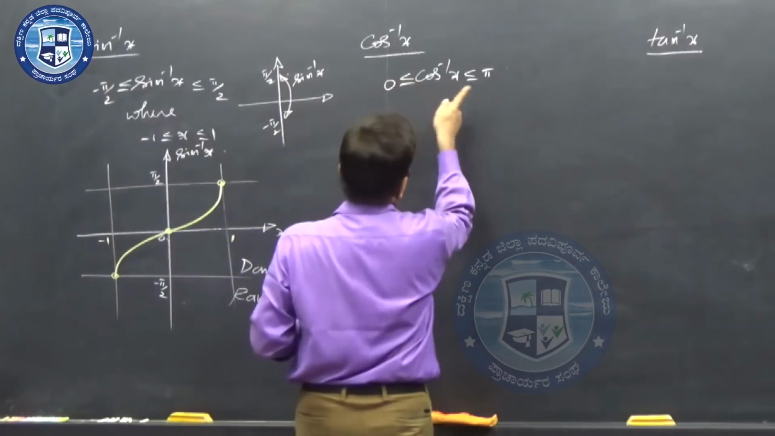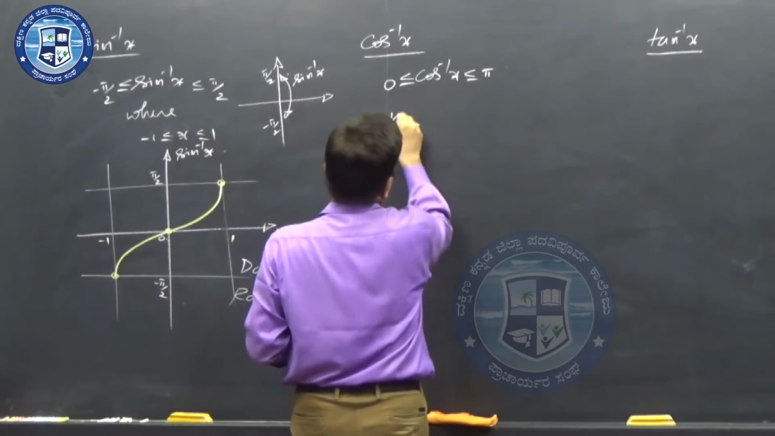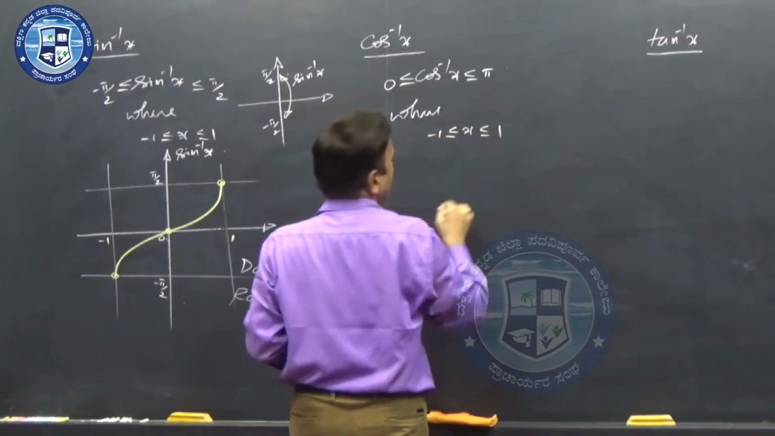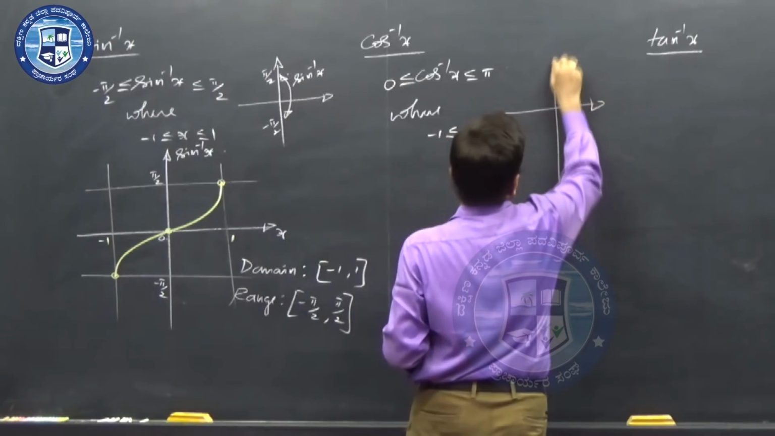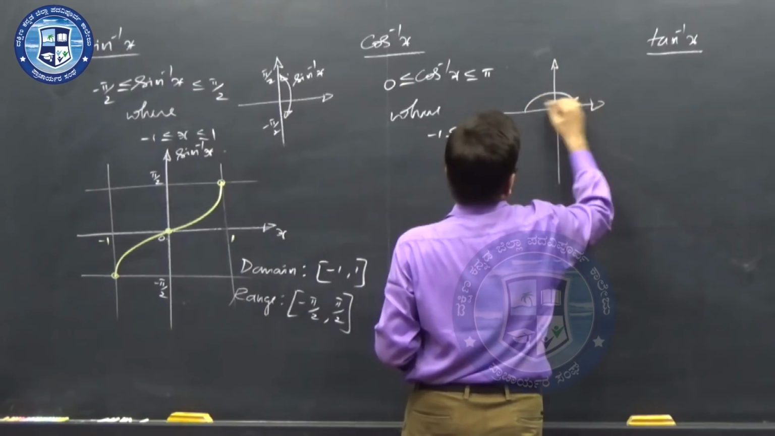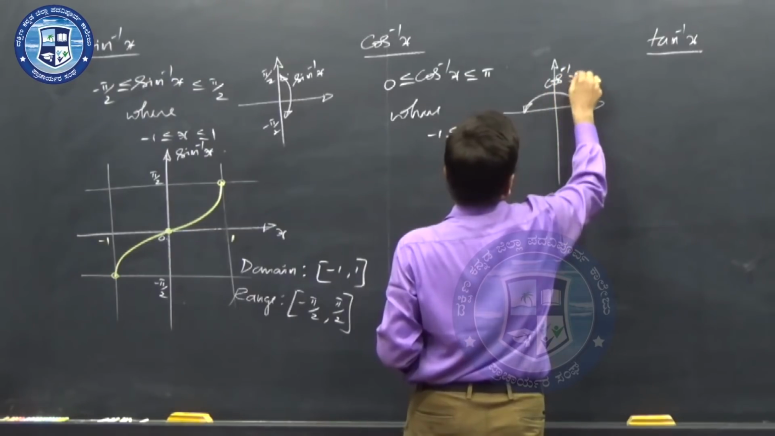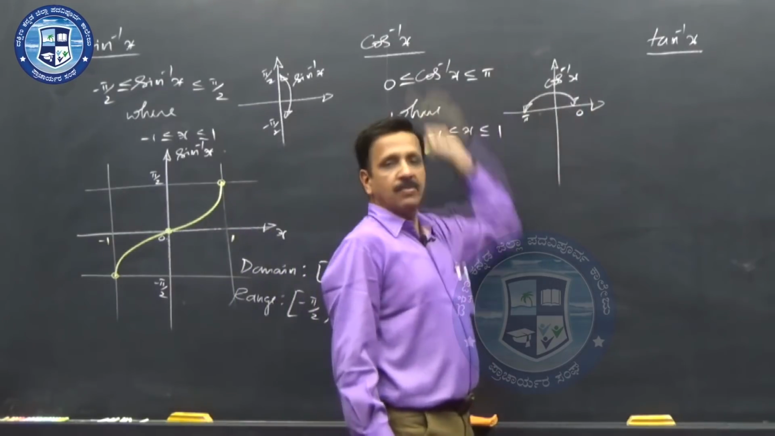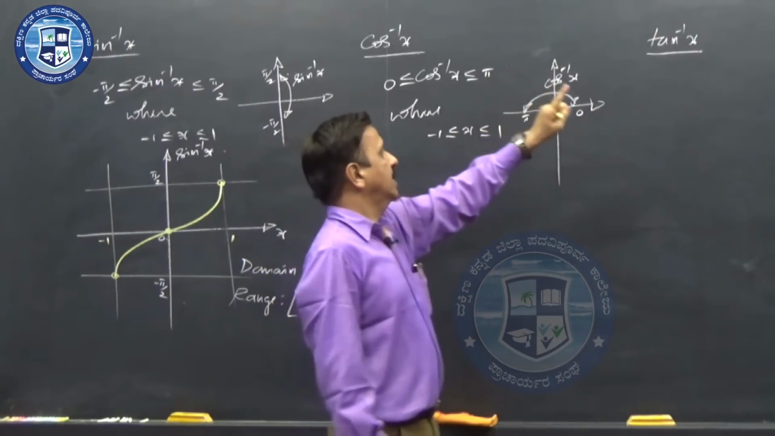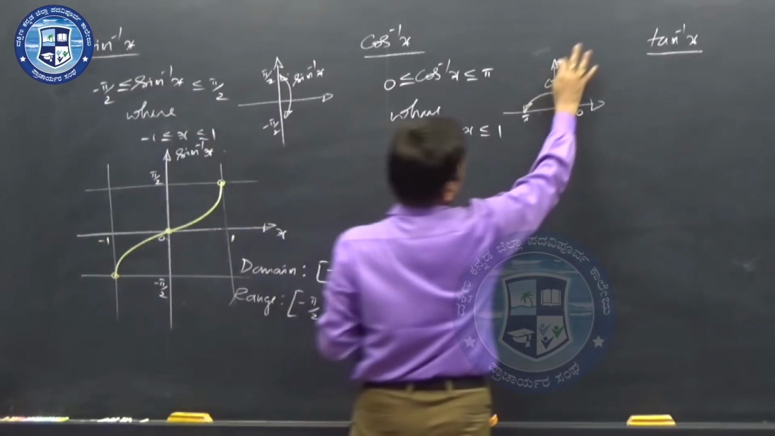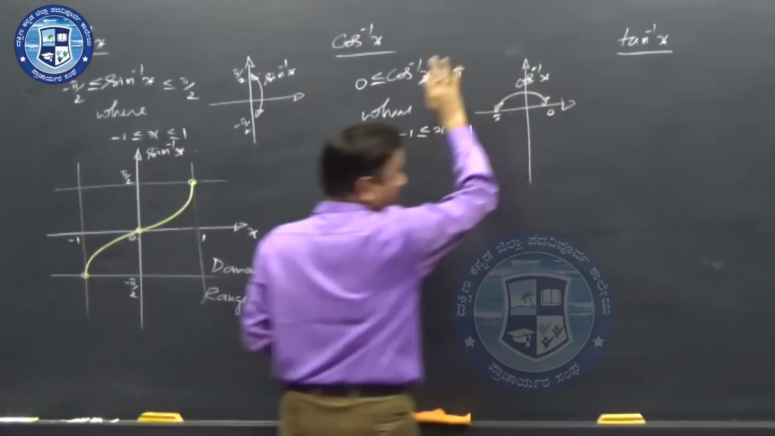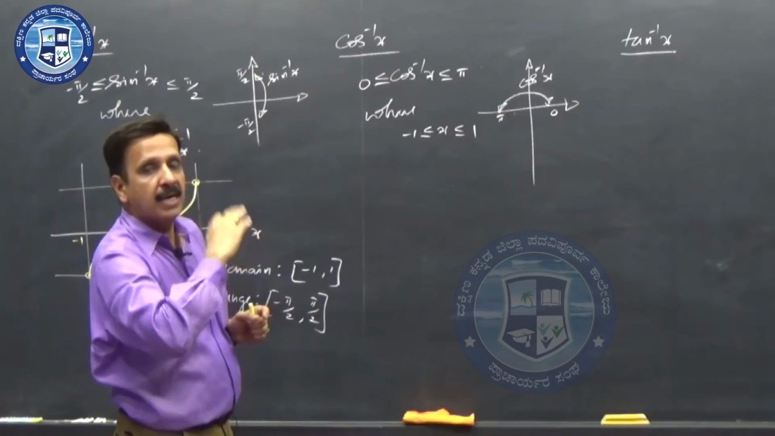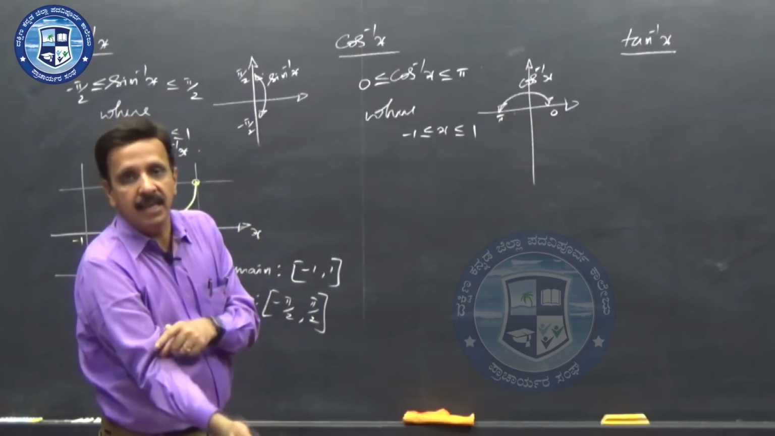Next, cos inverse varies between 0 and pi, where x varies between minus 1 and plus 1. The principal value of cos inverse x is between 0 and pi. The minimum value is 0 and the maximum value is pi. Cos inverse of a positive value is in the first quadrant, and cos inverse of a negative value is in the second quadrant. Cos inverse of minus half is a second quadrant angle: pi minus cos inverse half, pi minus pi by 3, which is 2 pi by 3.